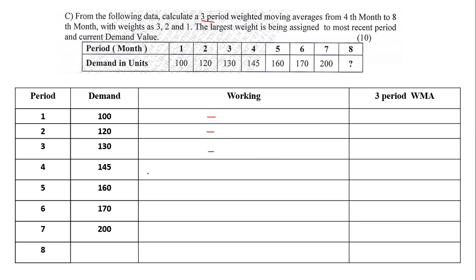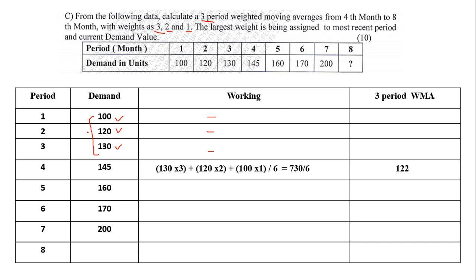We start with the 4th period, but we take the first 3 values, and the latest is multiplied with the first weight, which is 3, the second is multiplied with the second weight, and the first is multiplied with the last weight. So basically it will be 130 into 3 plus 120 into 2 plus 100 into 1, which comes to 730, divided by 6, the total of the weights, 3 plus 2 plus 1. So 730 divided by 6, we get the value as 122.